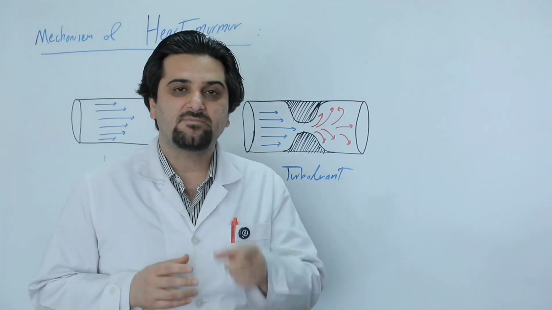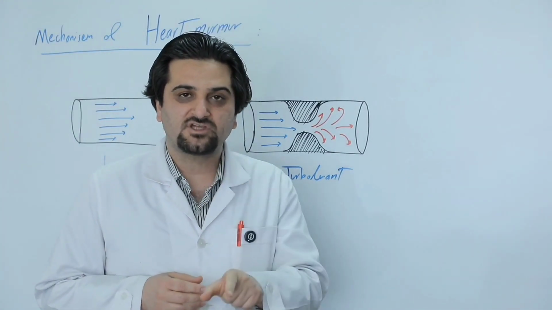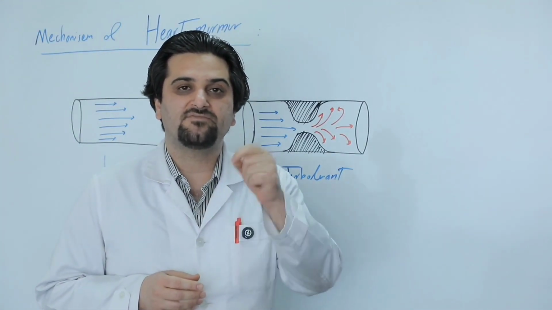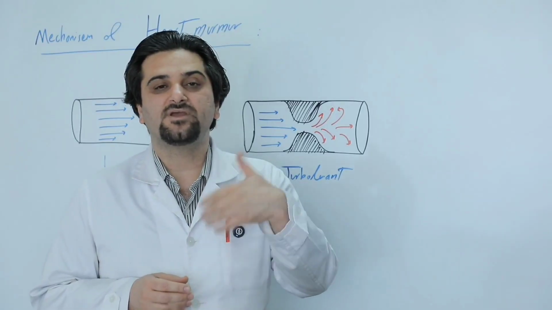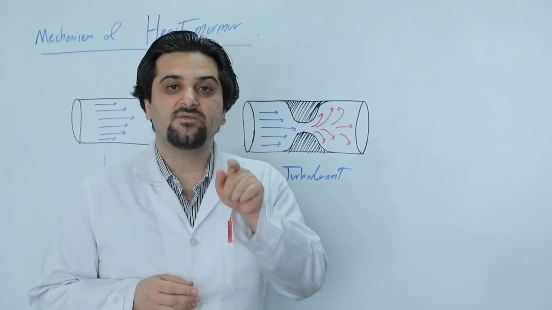It's exactly the same in the heart. The greater the constriction, the greater the pressure gradient difference becomes. The turbulence increases and the murmur sound is heard louder.